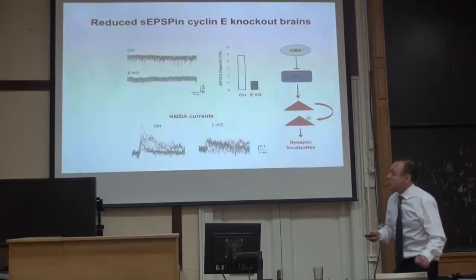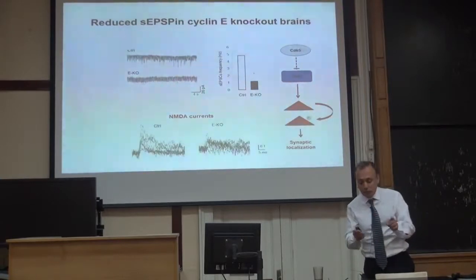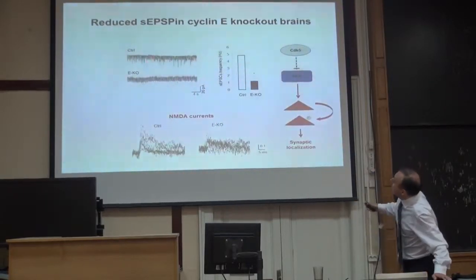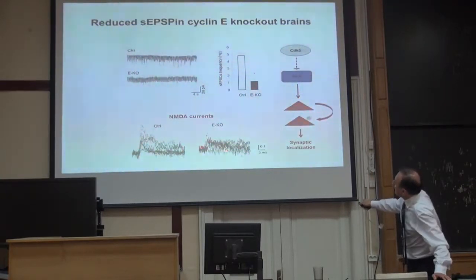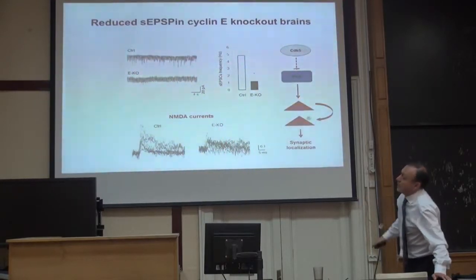We are going to stick electrodes into the brains of the mice, so this is not in vitro cultured cells, these are the brains, and then the postsynaptic currents are those lines 1, 2, 3, 4, and you can see this is 1, 2, 3, 4. There is much more. The frequency goes down, and in particular, when you look at the NMDA currents, this is the glutamate current. This is the control, and this is cyclin E knockout. So those currents are reduced.